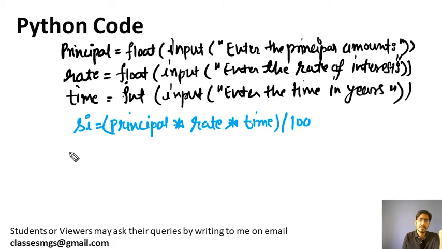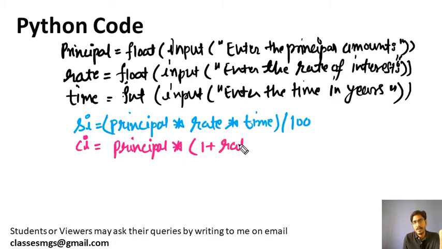Now I will calculate the compound interest. So compound interest will be principal into 1 plus rate divided by 100, double star time. Okay, this is how you will write it.